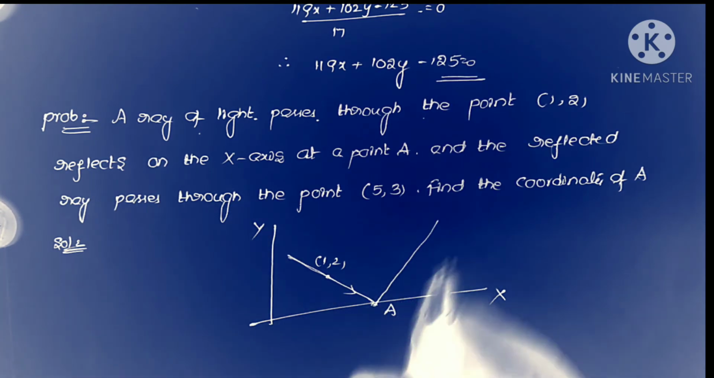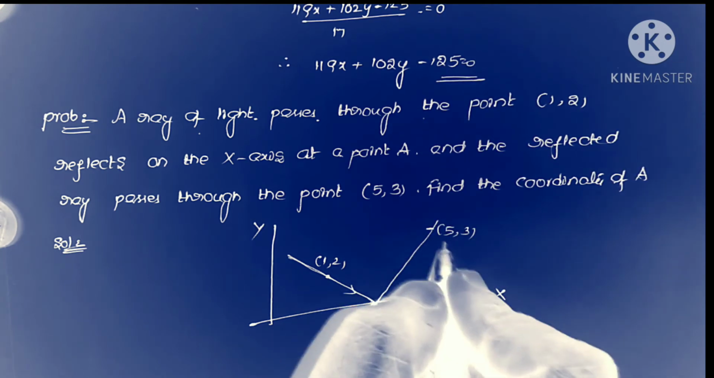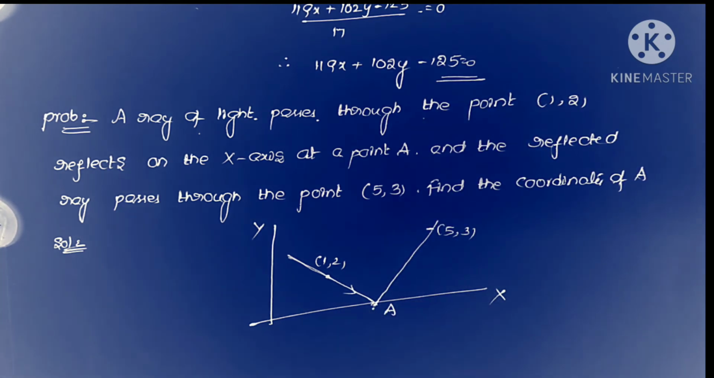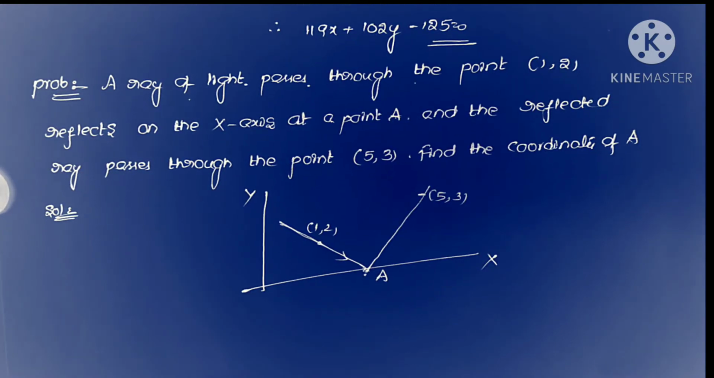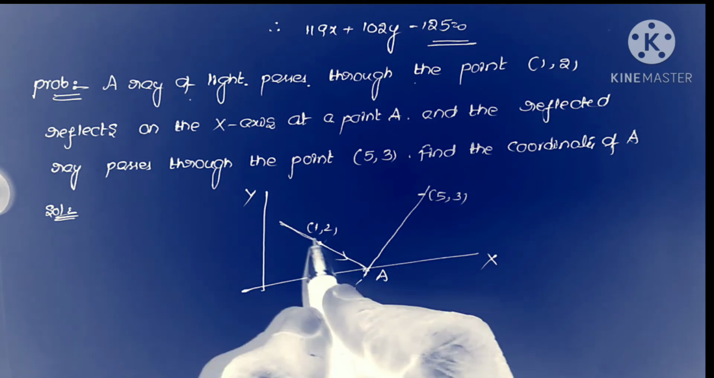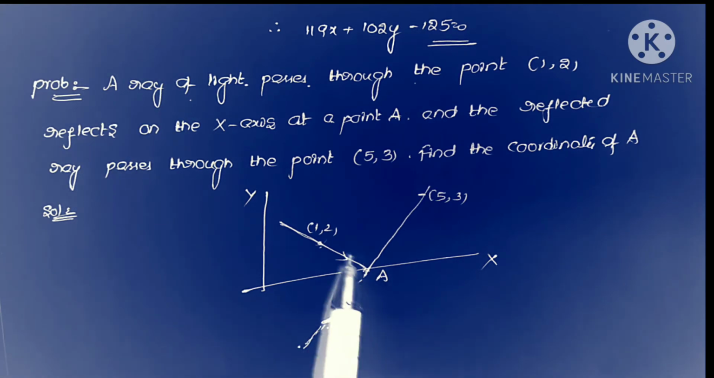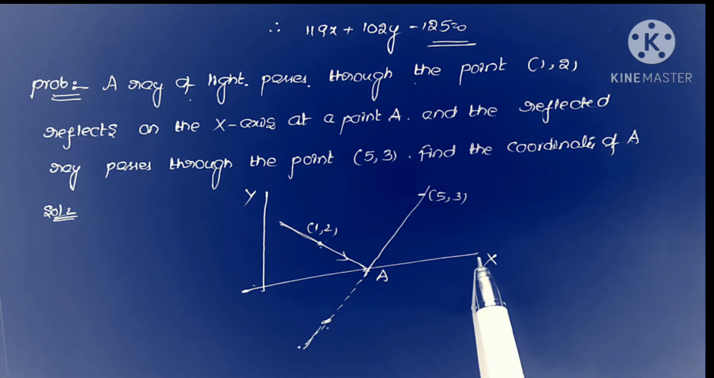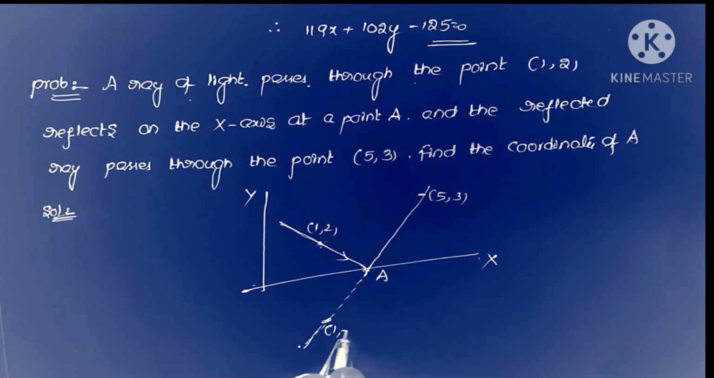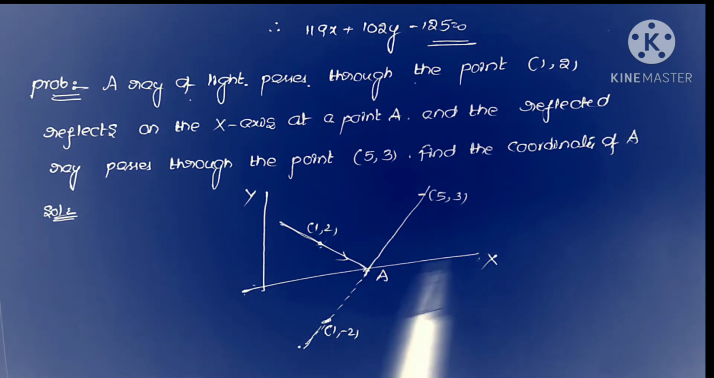The reflected ray passes through the point 5, 3. So the reflected line passes through the point 5, 3. Then find the coordinates of A. So first I extend the reflected ray like that. This is the reflected ray. Now what is 1, 2? This is the point on the ray. Now the image of the 1, 2 point lies on the reflected ray. Now what is the image of this point with respect to the x-axis? 1, minus 2.